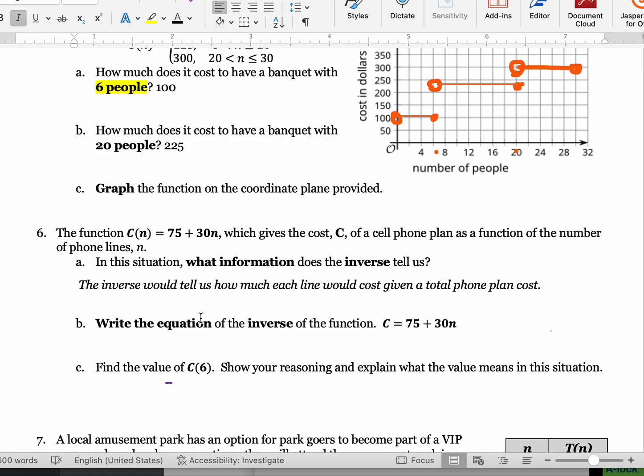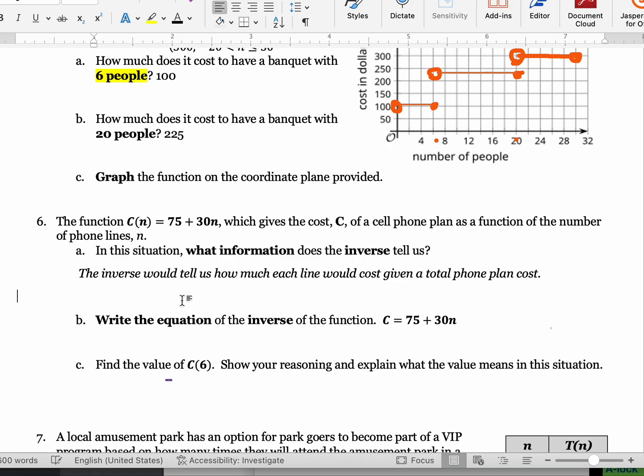Or, yeah, it would tell us how much n is, right? So all right, we're going to write the equation. I don't love this explanation because I like to think of it as, so I wrote over here without the c of n and just put it as c, like we're solving for n, the number of phone lines for the cost of the plan. That's how I like to look at it. How much each phone line would cost, that sort of means the same thing.